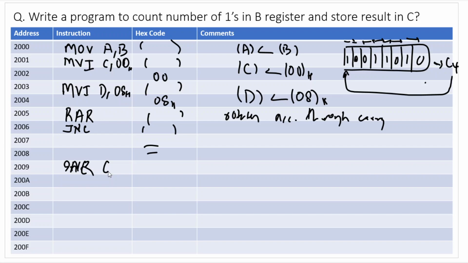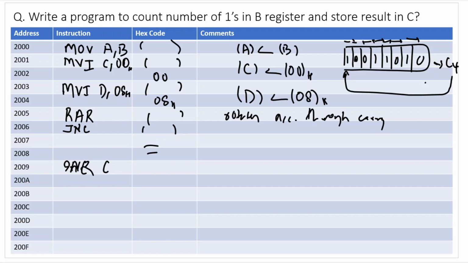So if jump if carry is not set, then this instruction will be invalidated. If carry is set, then, if carry is not set, that is carry is equal to 0, then we'll increment the value of C. If it is not set, if it is 00, let me write this instruction first here.